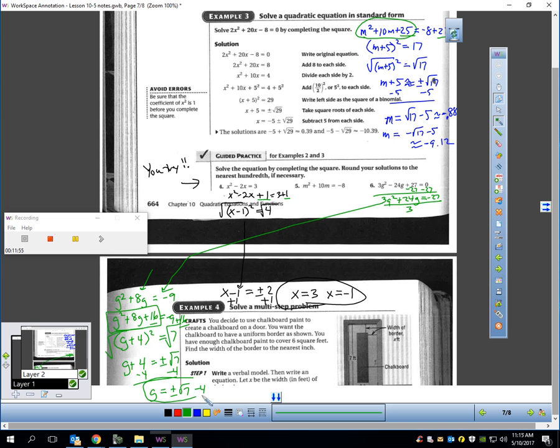I didn't put these in my calculator. You can. You're going to have the square root of 7 minus 4 and negative square root of 7 minus 4.